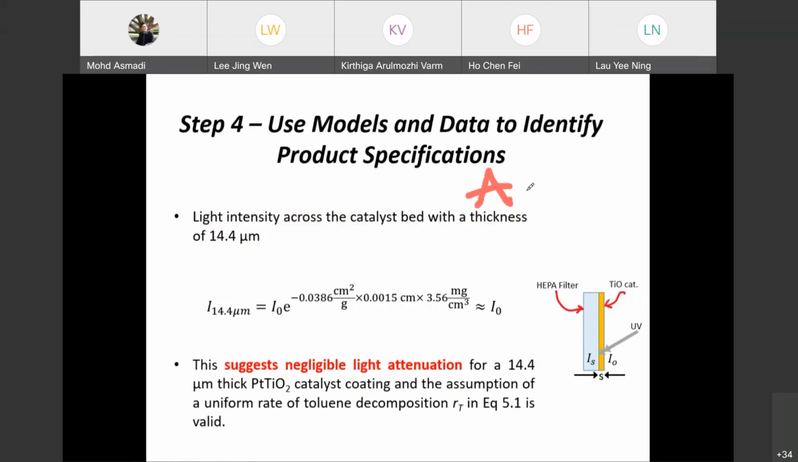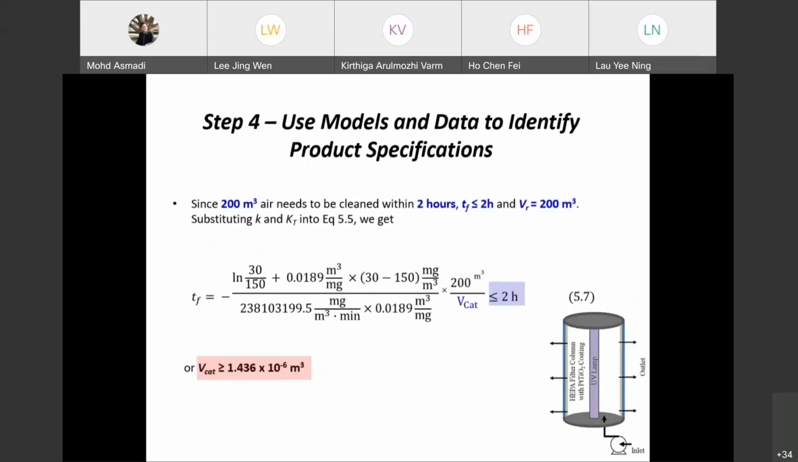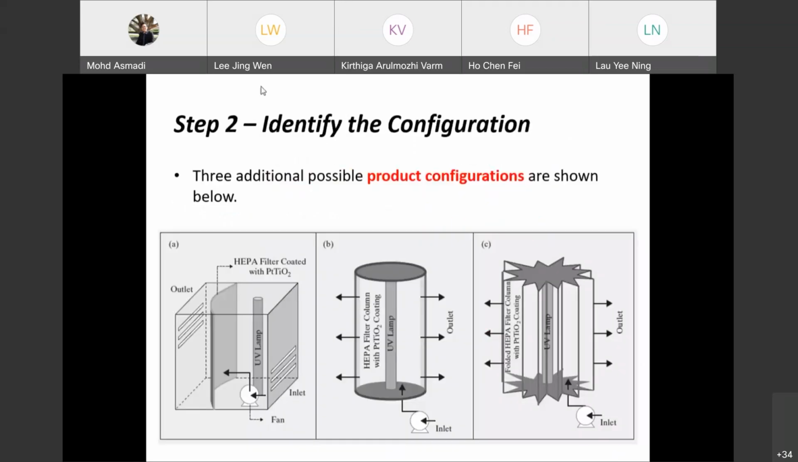ethyl benzene, which is more polar. Maybe non-polar or polar compounds. What else? The design of the HEPA filter, because sometimes it's going to be clogged, too much is going to be clogged. So we have to consider that. The size of the fan or the pump, this one also you have to design.